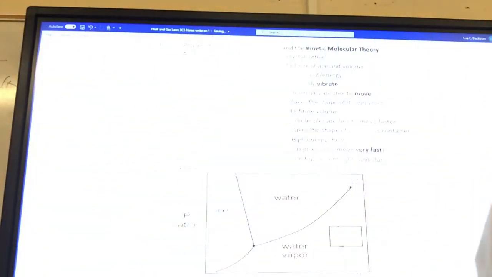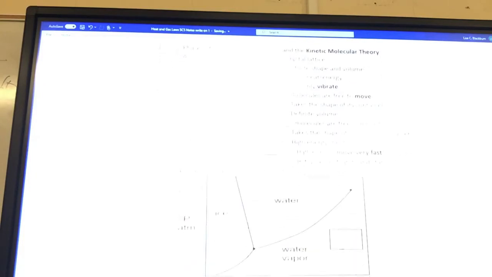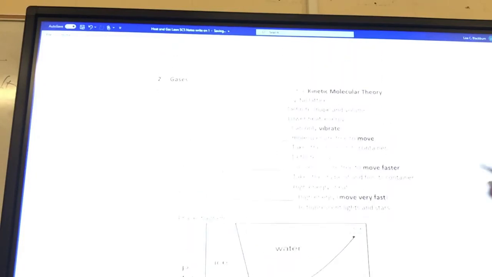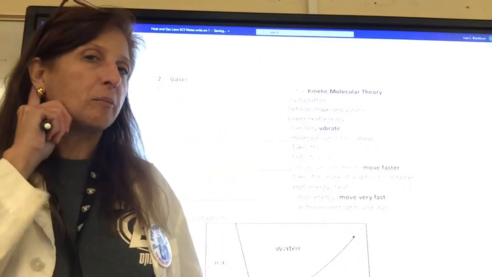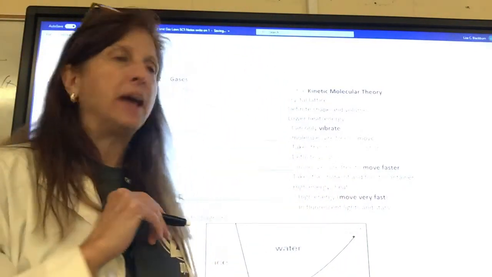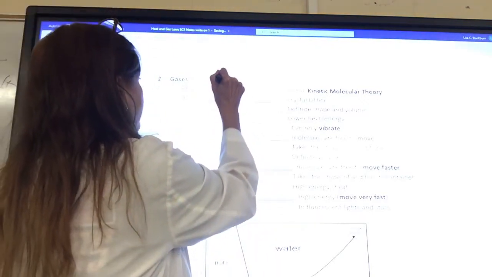All right, so we're going to talk about gases. This is part 2 for what I've been talking about, but this is the gas part. Okay, so the first thing we want to talk about is that there are different phases of matter, and the gas is one of them.